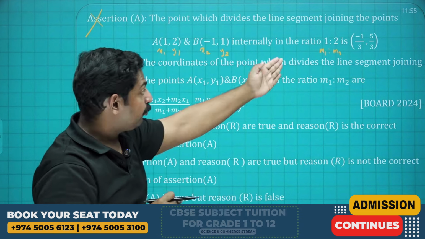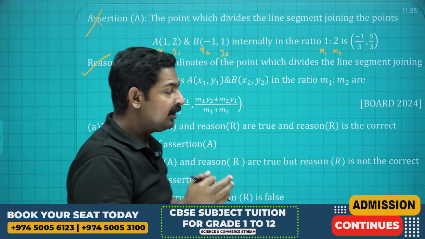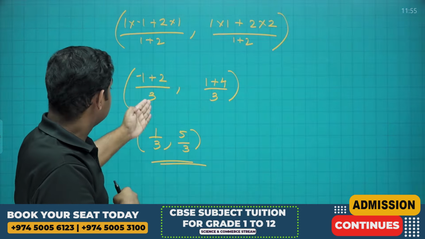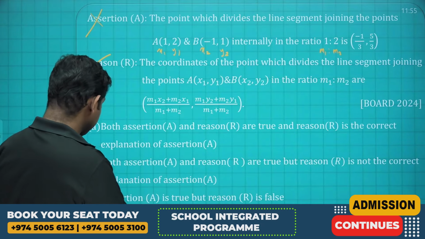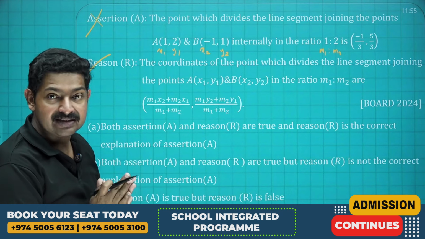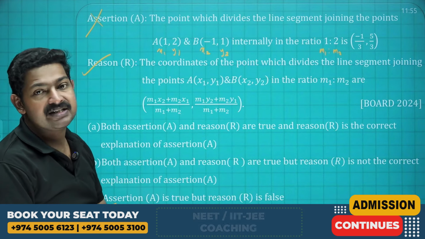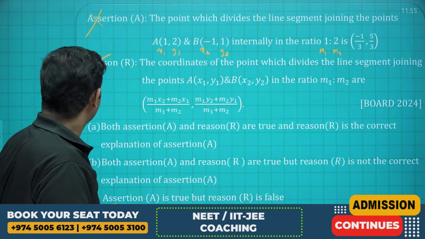Okay, it is given that the point of division is minus 1 by 3, comma, 5 by 3, but when we calculated, we got 1 by 3, comma, 5 by 3, so it is wrong. So if the assertion is wrong, which is the correct answer? Option D is the correct answer. Assertion is false, but the reason is true. Okay, now we are moving to the next one.